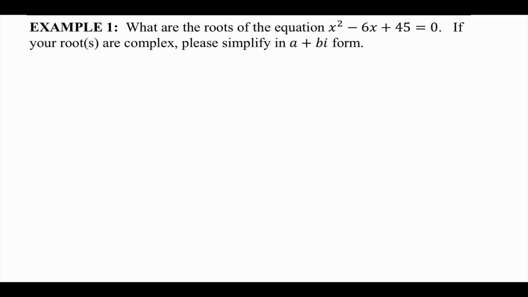Okay, so for solving, I'm going to do what we've been doing. Let me rewrite it. x squared minus 6x plus 45 equals 0. First step, set it equal to 0. It needs to be in standard form. It's already in standard form, and it already equals 0. Check.